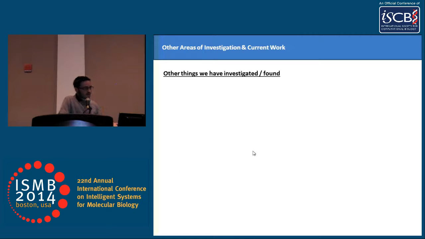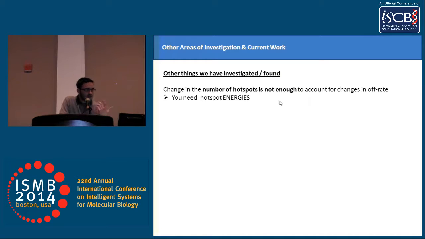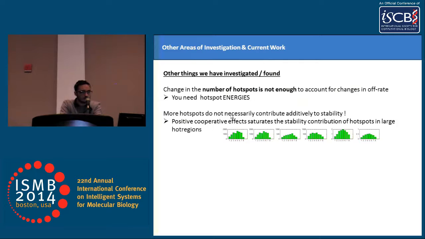Just to close off, other things that we have investigated, but I have no time to talk about here, is that, first of all, the number of hotspots, just looking at the counts of hotspots, is not enough to characterize changes in off rate. So you need to look at the energies of them, the change in the sum of energies. We also look into different cooperative effects between hotspot residues. If you assume positive cooperativity between hot regions, it's not necessarily that having more hotspots increases the stability, because you reach a saturation point.